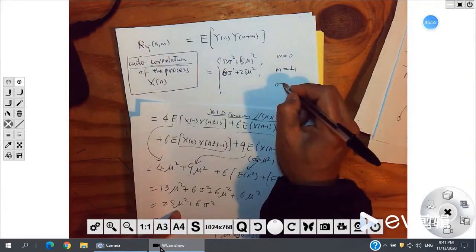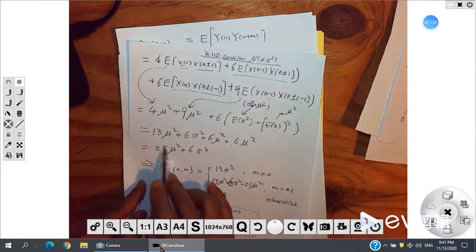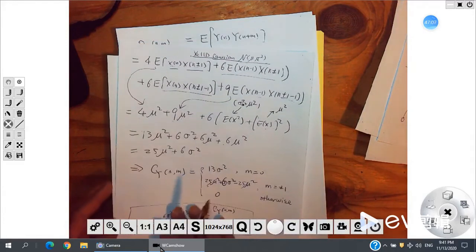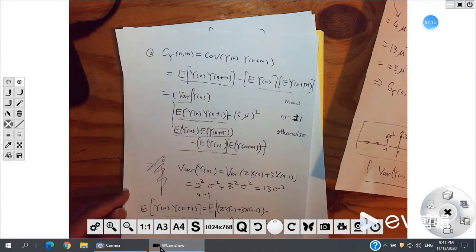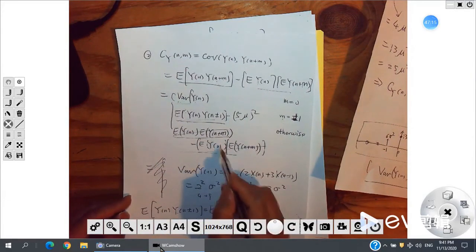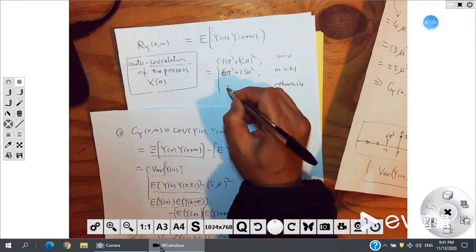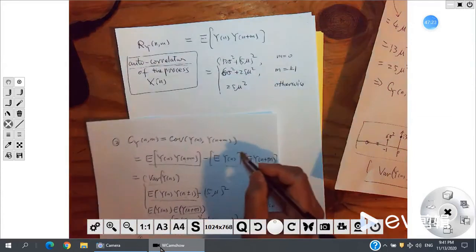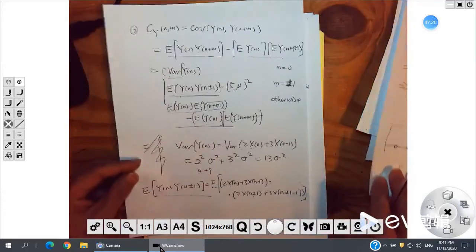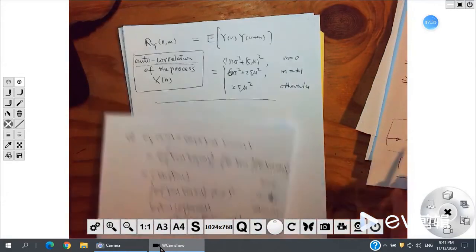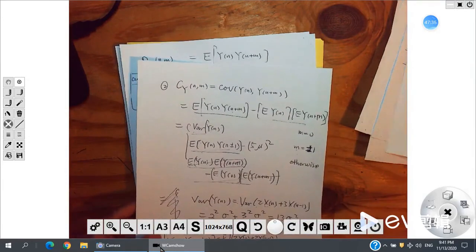And otherwise, this term, otherwise is here. Otherwise should be this one, right? Oh, I didn't calculate. I said they can cancel. Oh, yeah, it's fine. It's 5 mu, just 5 mu square. Yes, 25 mu square. So we have the autocorrelation, and we also have this one. I didn't give the answer. The answer is here.